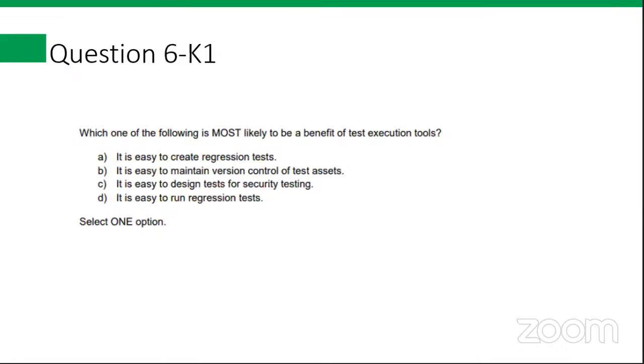This is something you can answer even if you have not read the syllabus, just from your testing experience. Which one of the following is most likely to be a benefit of test execution tools? You have four options here. It is easy to create regression tests. It is easy to maintain version control of test assets. It is easy to design tests for security testing. And the final option is, it is easy to run regression tests. If you have started automation or have done automation at some point, you should be able to answer this. Let's see if you are able to answer this.